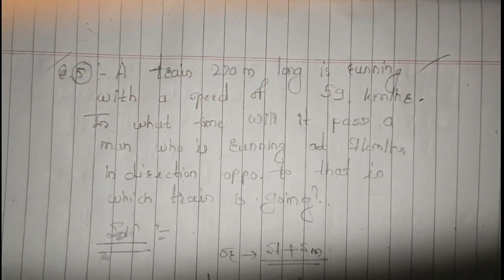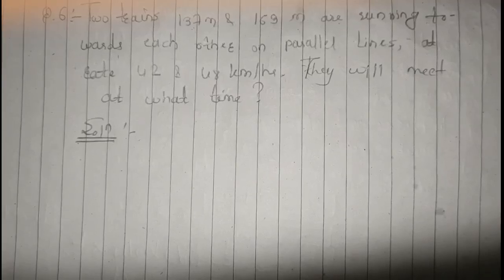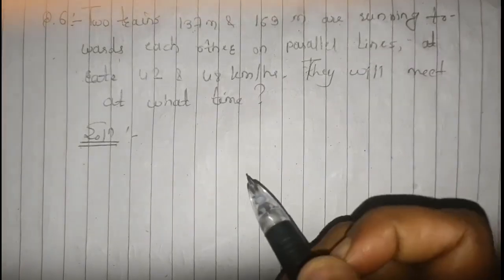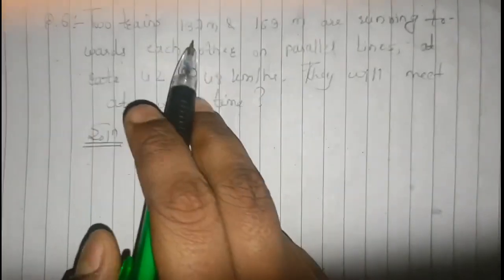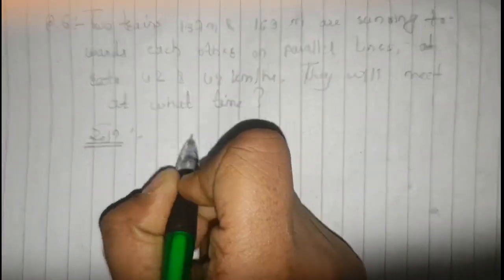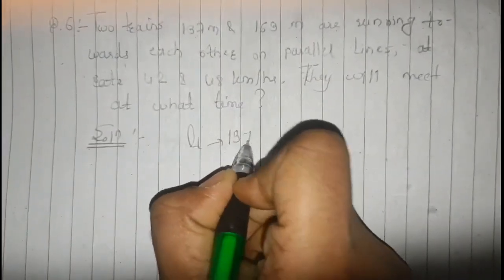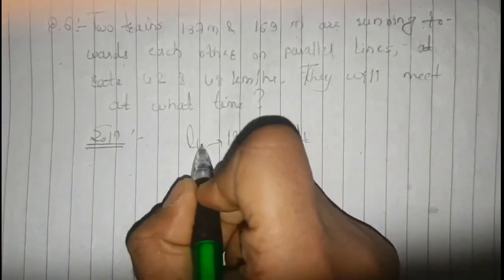Now, this is an important question. When we talk about two trains crossing each other or passing each other, this is one of the most important types of questions. So our first train length is 137 meters, and the second train length is 169 meters.